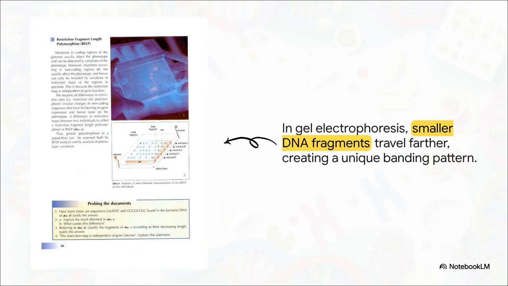And this is what the result looks like. This is a classic exam document, so you have to know how to read it. Just remember this rule. The gel is like a racetrack for DNA. The smaller, lighter fragments are faster, so they travel farther down the gel. This creates that unique pattern of bands for each person's DNA.